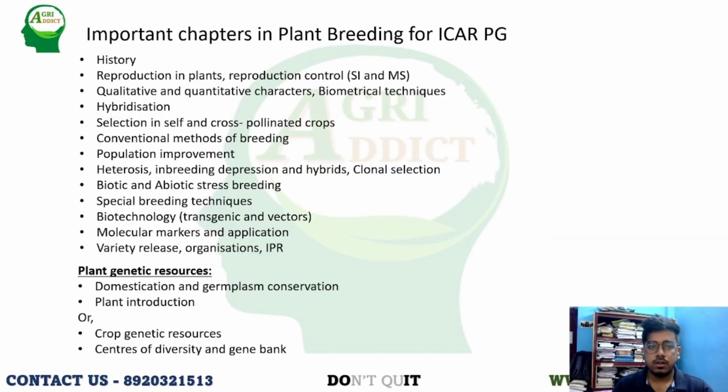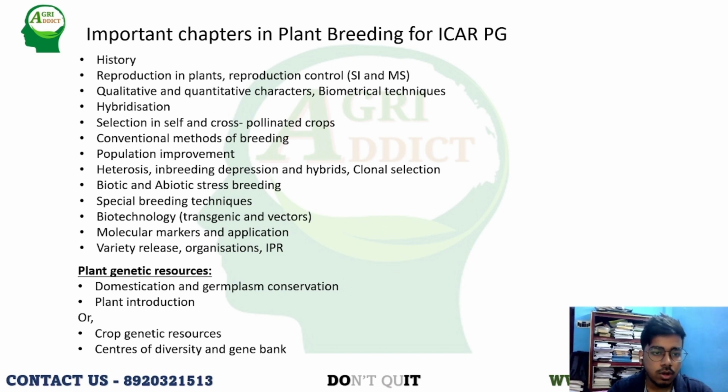Moving to the important chapters in plant breeding for the ICAR PG examination. For plant breeding, the history part is very important, and you should compile the Kundan Singh book and BD Singh book for history purposes. And you should refer to the appendix part from the MCQ book of BD Singh and BK Prasad in plant breeding. Then reproduction in plants and reproduction control. These two chapters are very important, and you should know and memorize the concepts from those chapters. These chapters are pretty much memory based, so you can revise them more and more to get a grip on them.